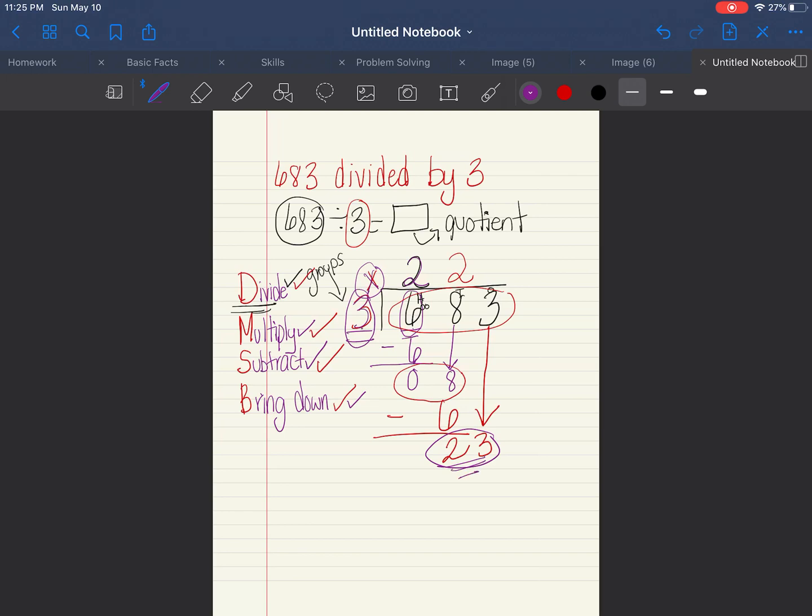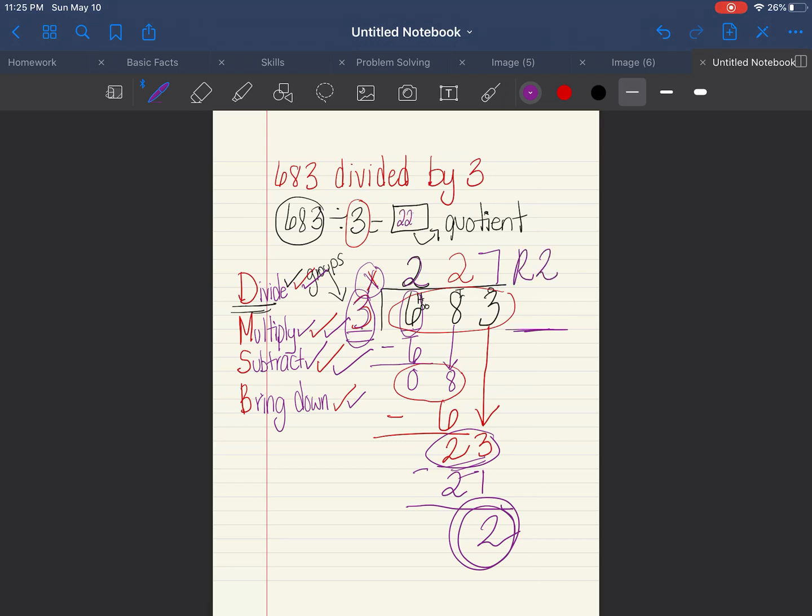So remember, now we're looking at this number, which is the 23. We're going to go back to the top and we're going to divide. 3 times what gives me 23? 3 times 8 is 24. That is too big, so I cannot use it. So I'm going to use 3 times 7. I divided, so now I multiply. 3 times 7 equals 21. Write it down. Subtract: 23 minus 21 equals 2.